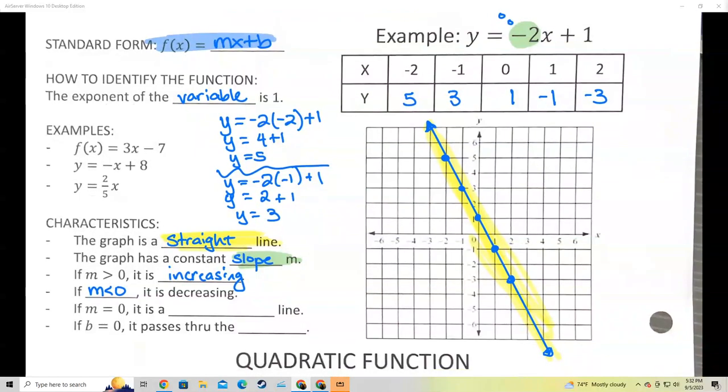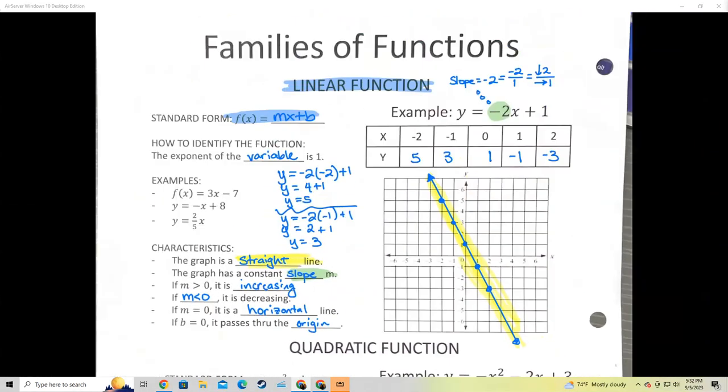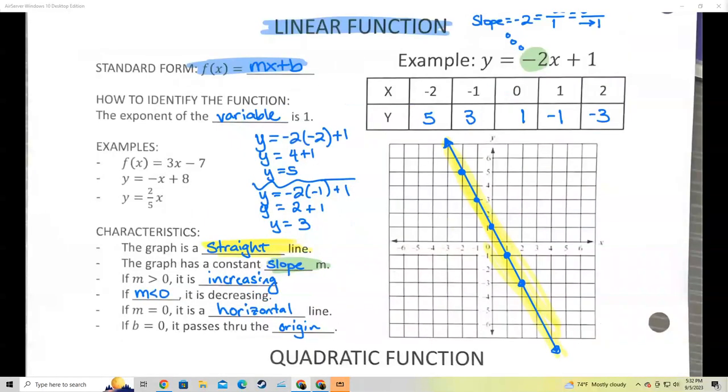If m equals 0, then we say we have a horizontal line. That's a really special case. So with a slope of exactly 0, you're going to get a line that goes straight across like this, as opposed to going down like the one that we have right now. And then the last one, if b equals 0, then we're going to pass through the origin. All right, so that's all the review for this first one. Let's go ahead and keep going to the next one.